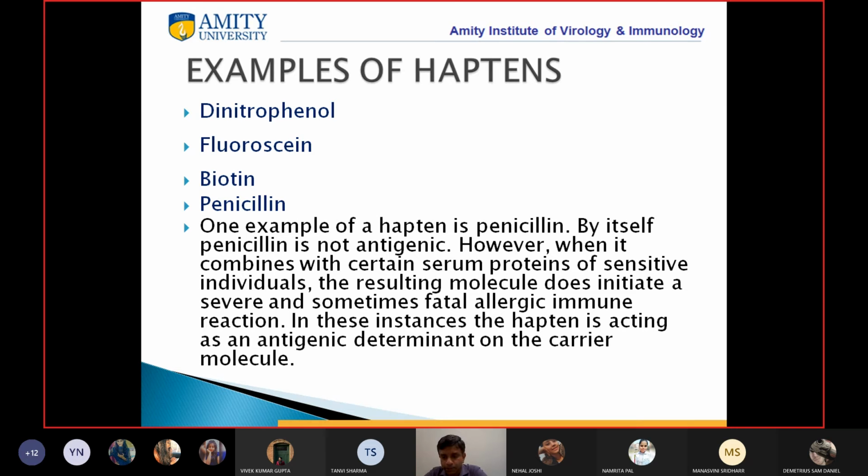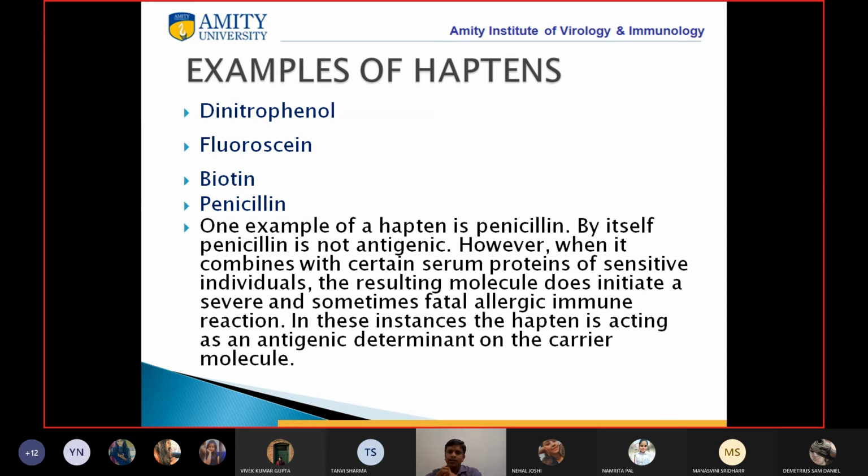Not everyone, but some people who are sensitive to penicillin, in them, the penicillin molecules bind with some other serum protein. Penicillin by itself does not generate an immune response. But when it binds with another protein, it becomes a hapten carrier conjugate, and now the size has increased, and this is now visible to the immune system.